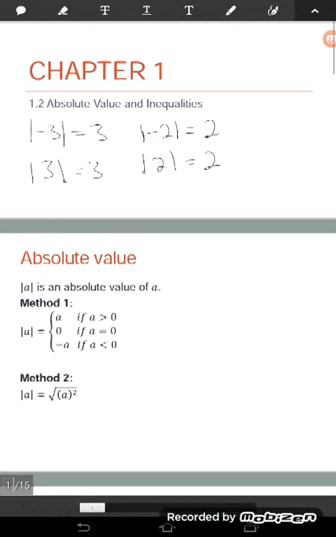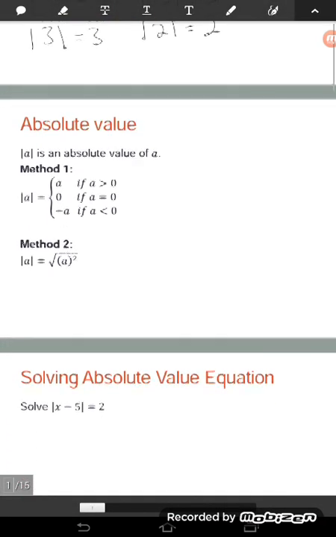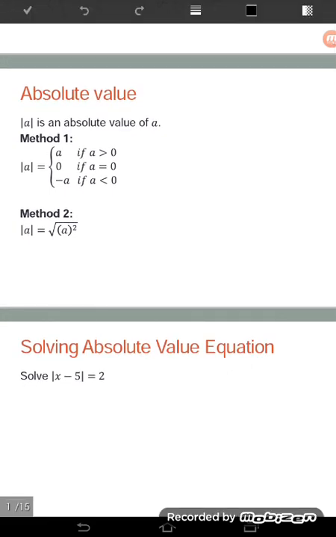Okay, so sebenarnya cara pengiraan dia macam ni. We have this one: modulus A equal to A if A greater than 0, and modulus A equal to 0 if A equal to 0, and modulus A equal to negative A if A less than 0. Apa ni sebanyak sangat? 1, 2, 3. Macam mana nak guna? Okay, so kita tengok kat sini.